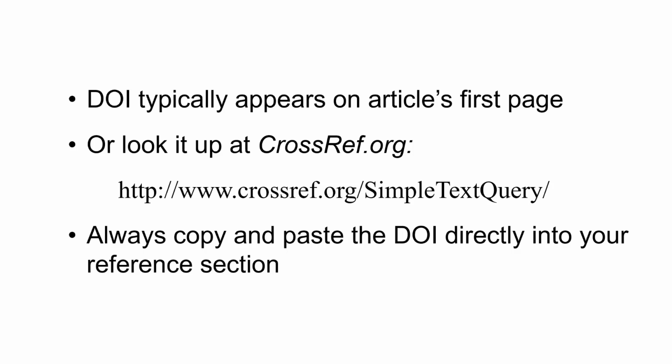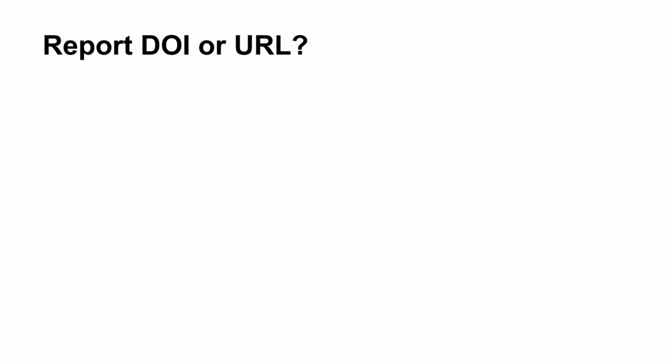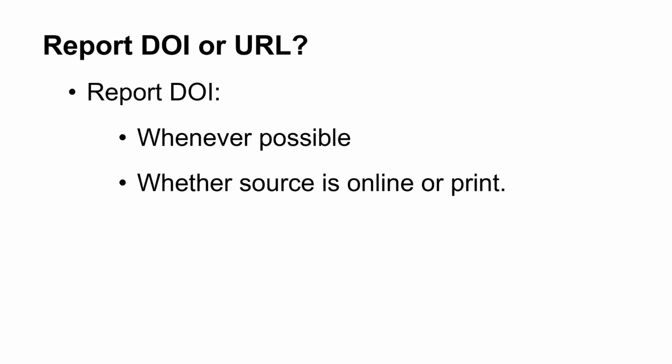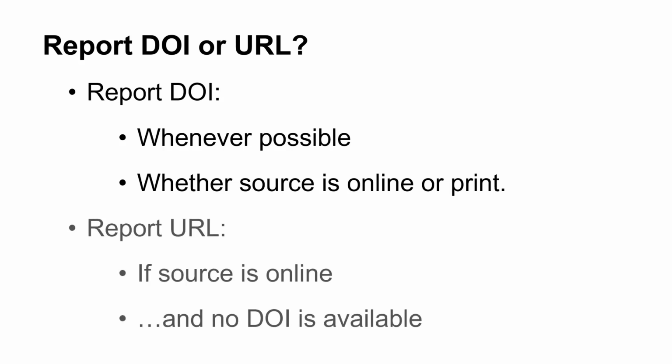With many sources that you locate online, you'll have two pieces of information, the DOI and the URL. URL stands for Uniform Resource Locator. It's the web address that appears in the address box of your browser. The APA Publication Manual recommends reporting the DOI and omitting the URL whenever the DOI is available, regardless of whether the document is an online source or a print source. You should report the URL only for online sources for which there is no DOI, things like videos and Wikipedia entries. In those cases, report the URL for the web page where you found the information.